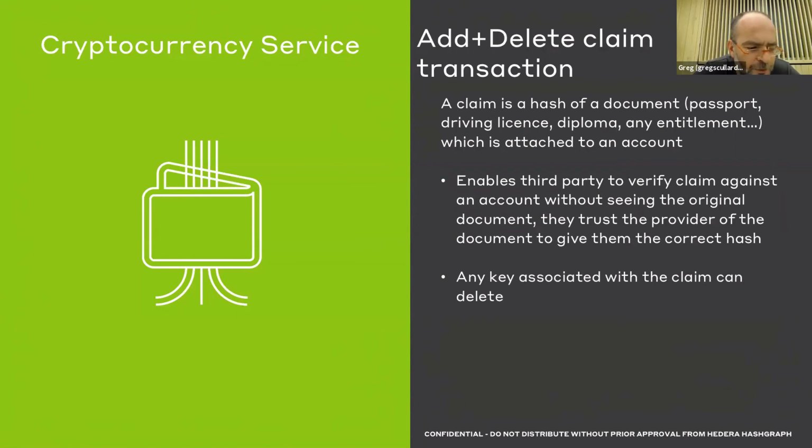So you can perform a query on Hedera Hashgraph called getClaim. You give it a claim hash, and that will tell you whether, for a given account ID or account reference, this particular hash does exist or not against this particular account. So that's just one way in which you can use a hash. There are plenty more, I'm sure.